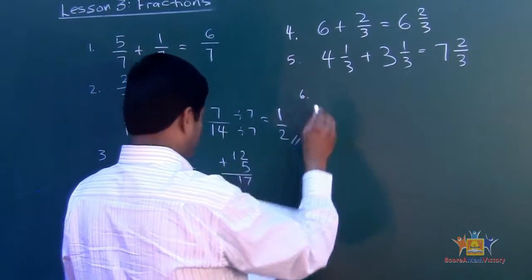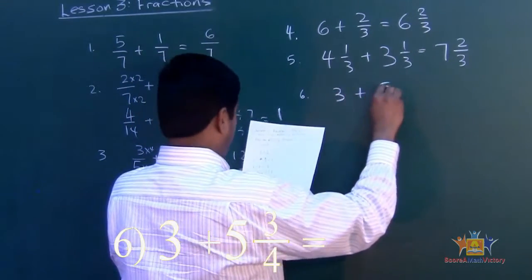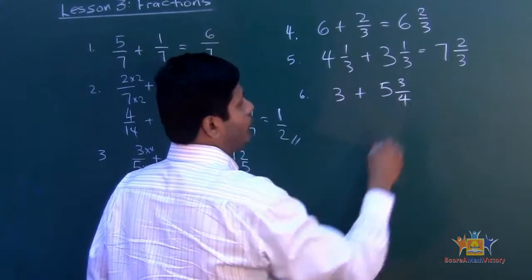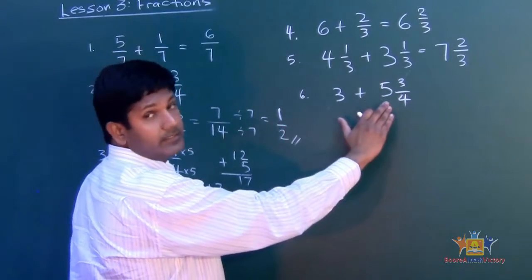Now let's look at number 6. Number 6, you're given 3 plus 5, 3 over 4. So now look at that. You got a whole number and a mixed number.